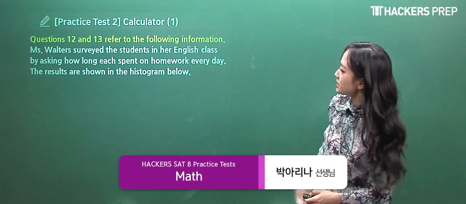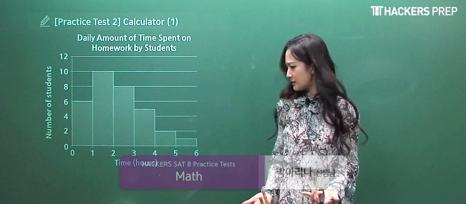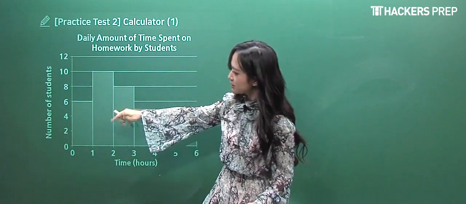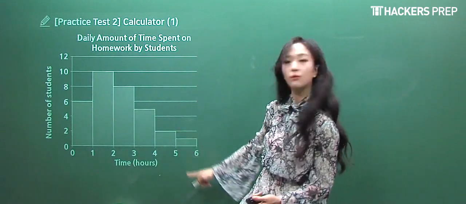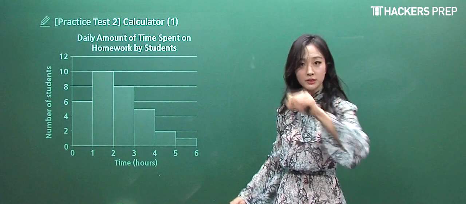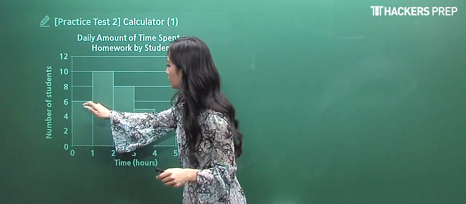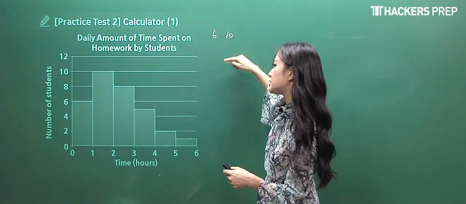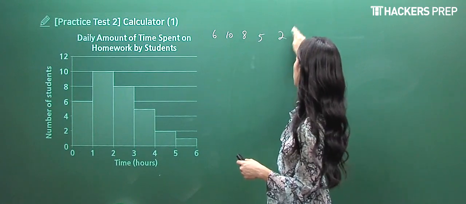Questions 12 and 13 both refer to this histogram here. So it's a frequency distribution. Does that make sense? So time from 0 to 1 hour studying, we have 6 students, 10 students, 8, 5, 2, and 1 respectively. If you were solving this question, I think you should have labeled the numbers here, right? I'll just write it on top. 6 students, 10 students, 8, 5, 2, 1.